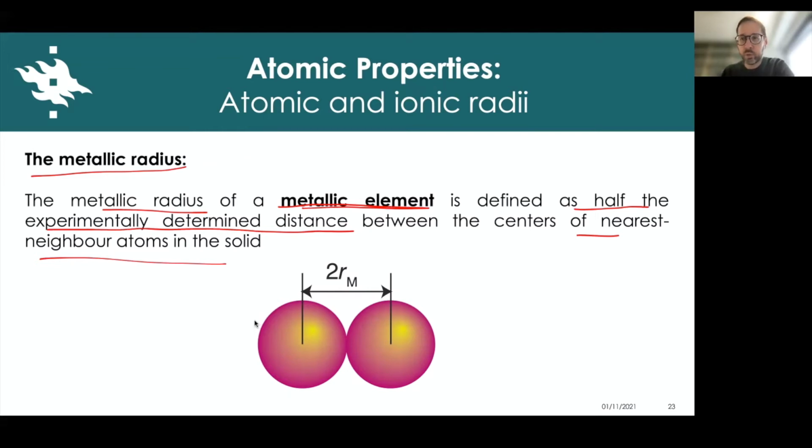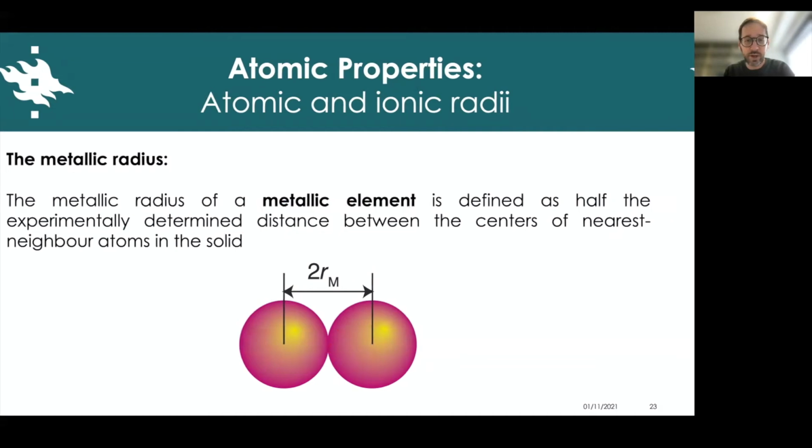So for example, if we want to have the radius of iron, here in the solid we will have two neighboring atoms of iron, and then we will measure this distance experimentally. Then we can define the metallic radius as half of the distance that can be experimentally determined. So this would be this amount, which refers precisely to the radius of the atom. This is based on the measurement of the solid comprising the metallic element that we are defining.